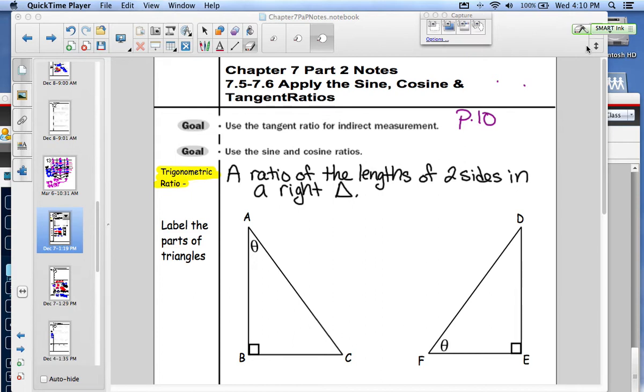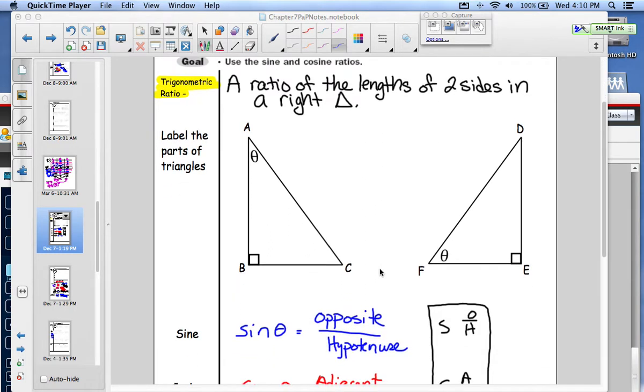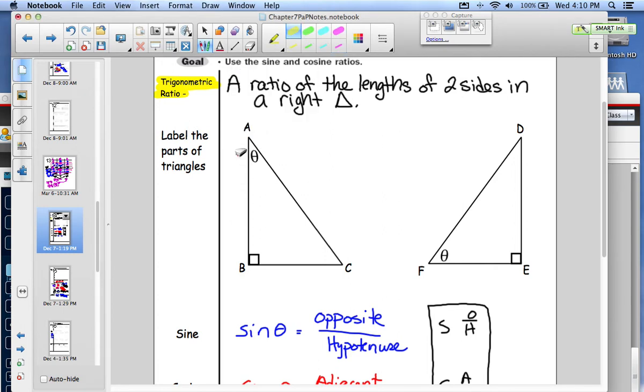So a trigonometric ratio is a ratio of the lengths of two sides in a right triangle. And that's just what this is saying right here at the top. If we're looking at these pictures, they have labeled an angle in this first triangle with theta, which is a Greek letter. They've labeled angle A. And if we're going to label the parts of this triangle in reference to angle A, the parts they want us to label are the sides. They want us to label them as opposite from A, the hypotenuse of the triangle, and a side adjacent to A.